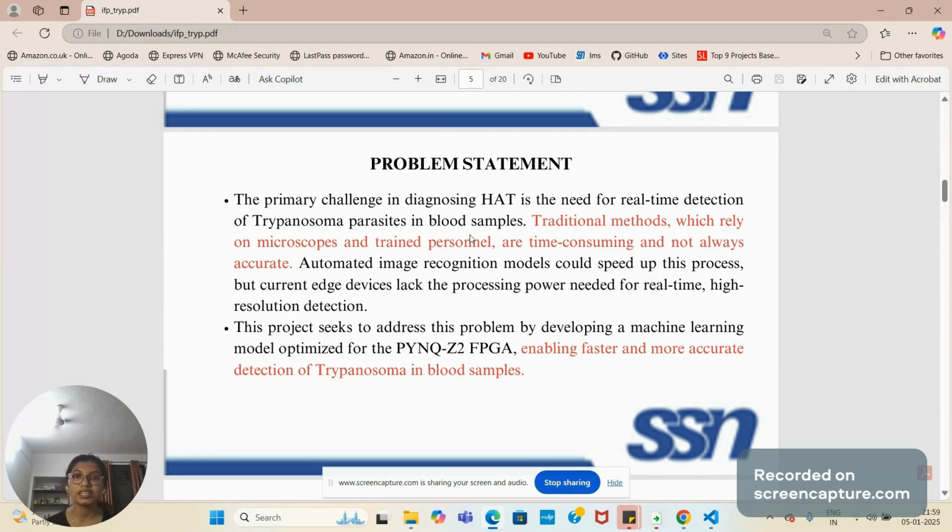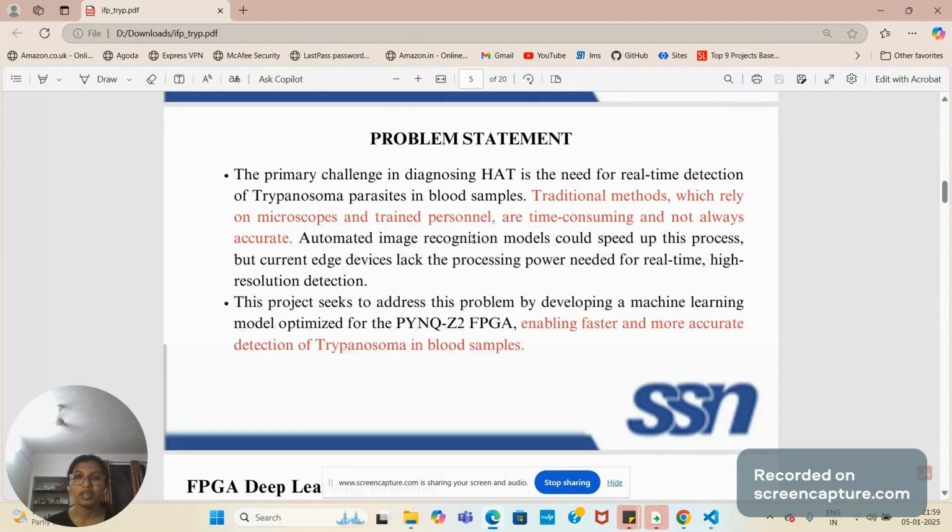Then the project also seeks to address the process of developing a machine learning model optimized for the PYNQ FPGA, enabling faster and more accurate detection of Trypanosoma in blood samples.